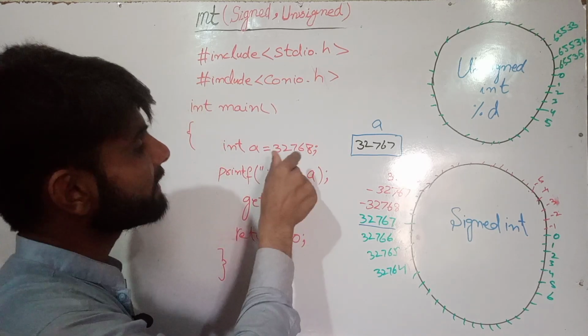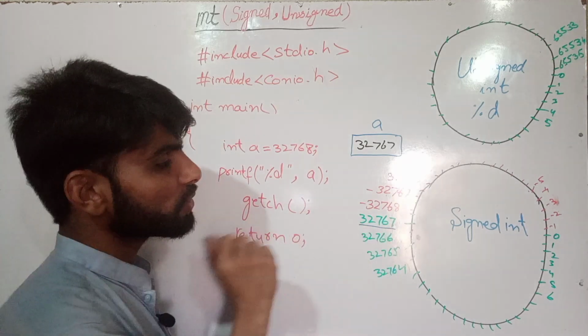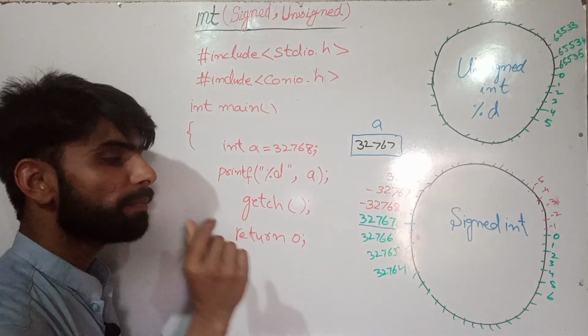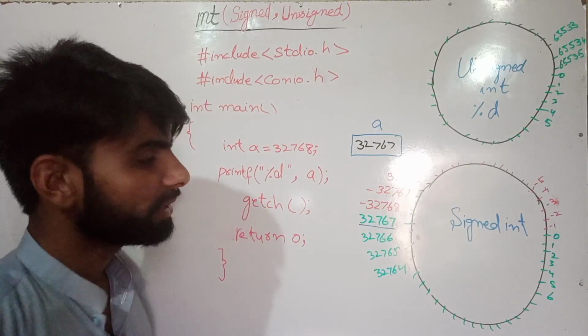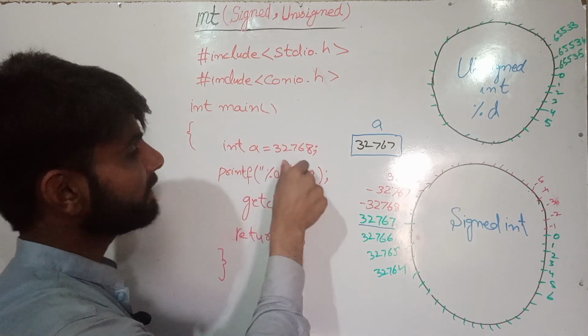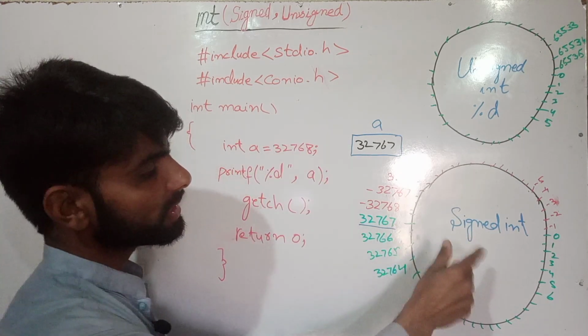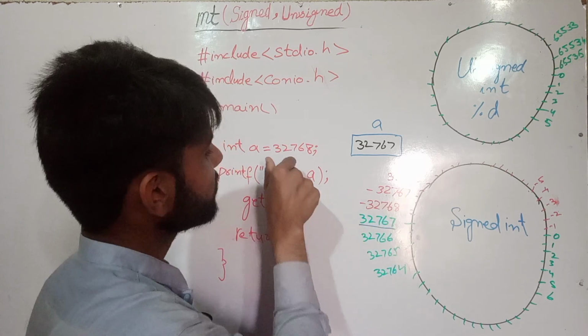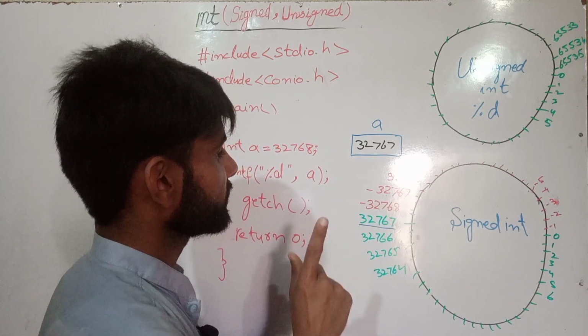So now I have exceeded the positive value by one. When we write int, the compiler always checks in the signed int, right? So now the compiler will check whether this value is in the range, right? But this value is increased by one, right?